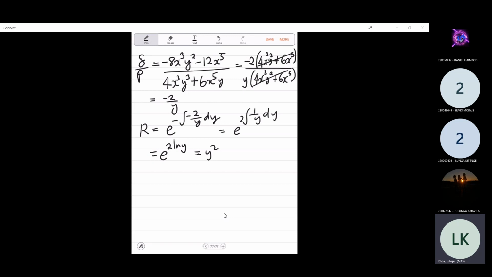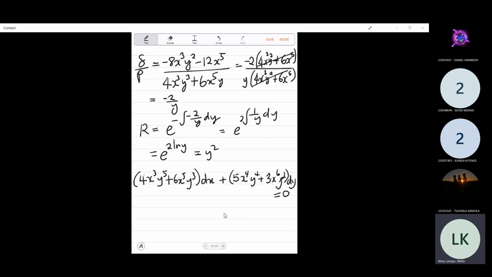our integrating factor. So we will get 4x cubed y to the power of 5 plus 6x to the power of 5 y to the power of 3 dx, and then we have 5x to the power of 4 y to the power of 4 plus 3x to the power of 6 y squared dy, and this is equal to 0.